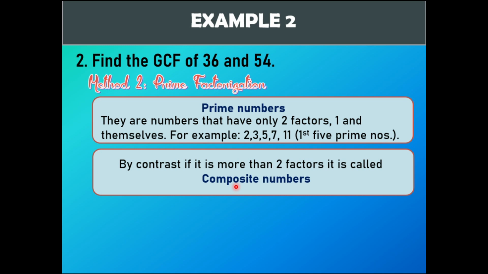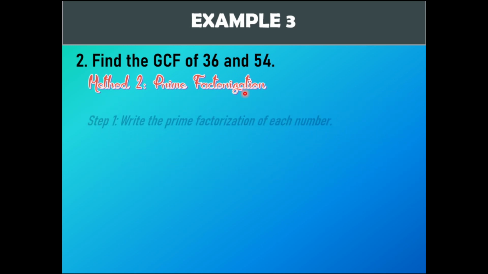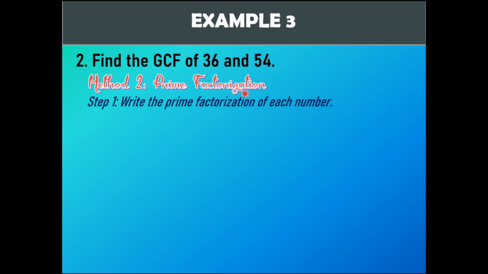Now let's find the GCF of 36 and 54 using the prime factorization method. Step 1. Write the factorization of each number. So we have here 36 and 54.